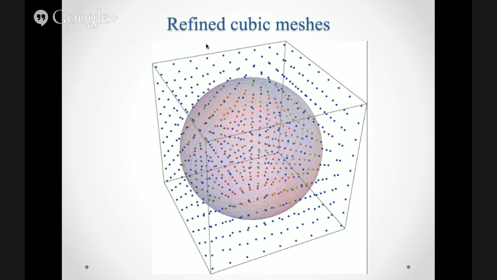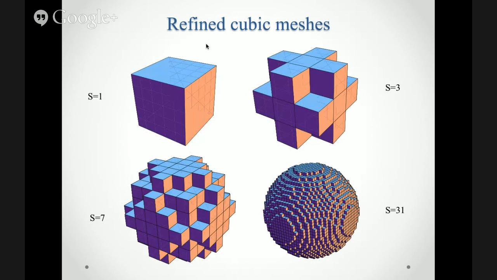This is how we get the vertices. And then here are just some examples of cubic meshes with various refinements. S equals 1, it's a cube. S equals 3, and so on. And at S equals 31, you can obviously still see it only has the cubic symmetry there, but it's starting to look pretty round, so there we go.